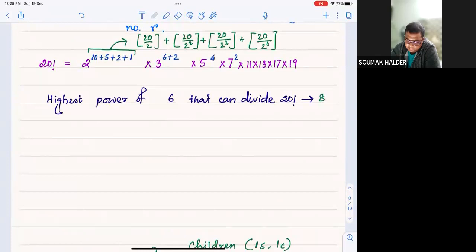Now try to answer this one. Highest power of 128, sorry, highest power of 160 that can divide 20 factorial.